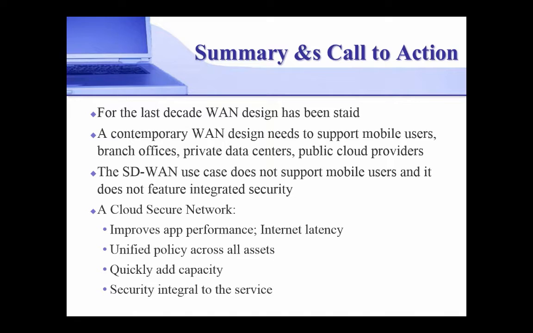A secure cloud network, again, leverages all of the advantages that we've seen across the board from cloud services, and it does that in a way to improve app performance and to reduce internet latency, and those two are related, obviously. A unified policy across all assets, the ability to quickly add capacity, and to do so in a way where security is integral to the service, so you get sophisticated functionality today and the ability to add more tomorrow. Now, having said that, I really am anxious to see what Kato Networks has to say on this very important topic.